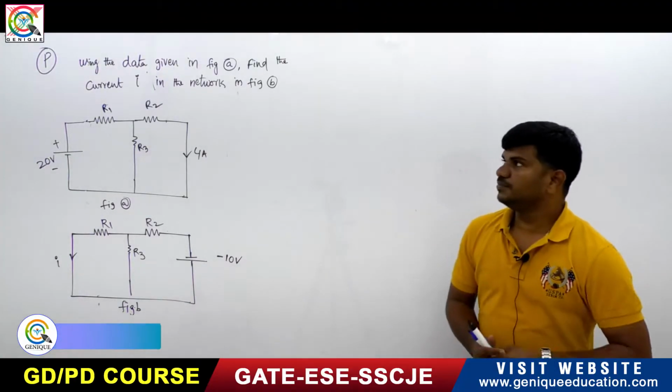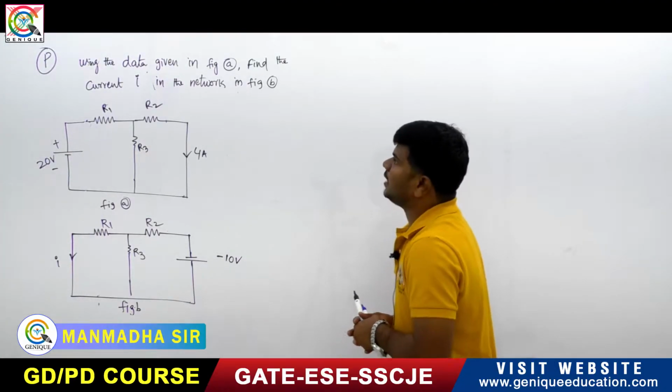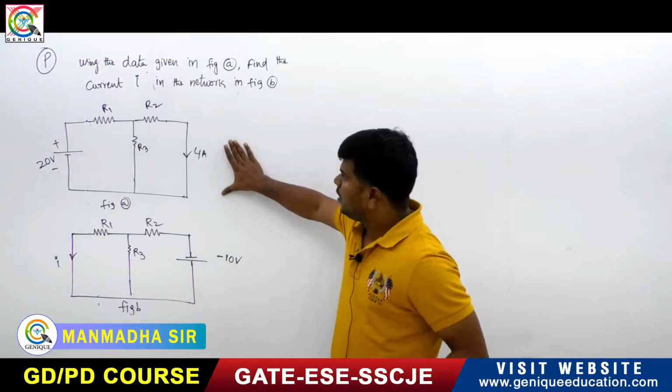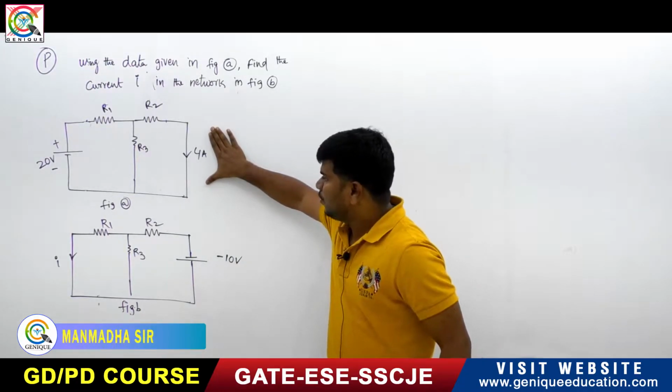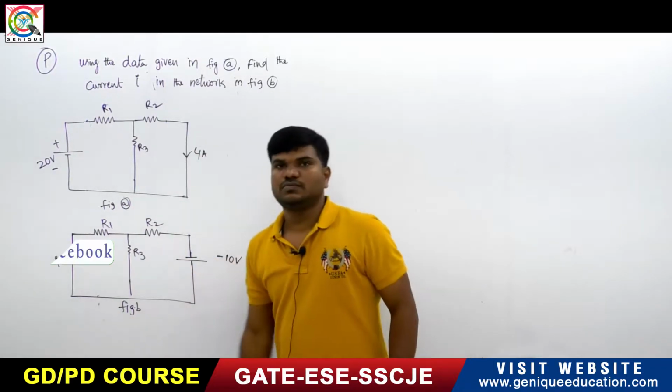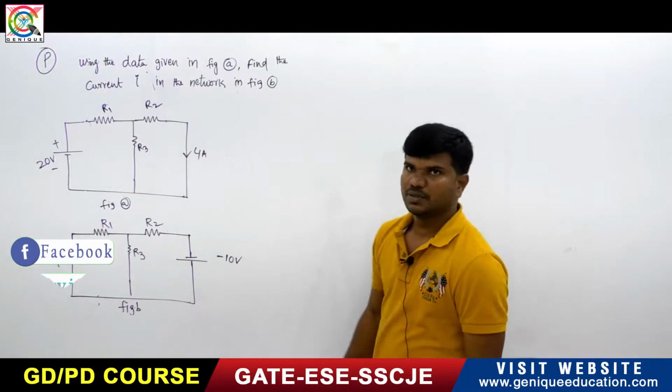So this is our next question. In this question, one figure is given. By using this figure, we have to find the current I in figure B.